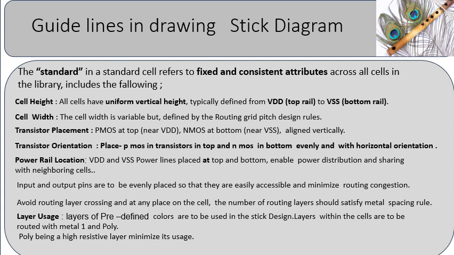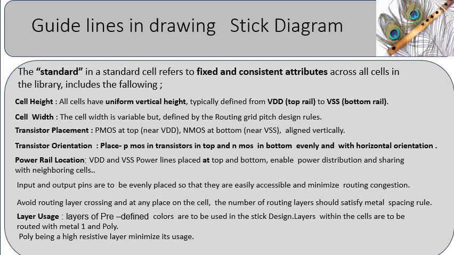Both N and PMOS transistors are to be aligned vertically. Both the transistors are distributed evenly and placed in horizontal orientation. Power rails are to be designed such that they can be shared with neighboring standard cells placed. Input and output pins are to be evenly placed so that they are easily accessible for the routing tool and minimize routing congestion. Layers of pre-defined colors are to be used in implementing their corresponding schematic elements.